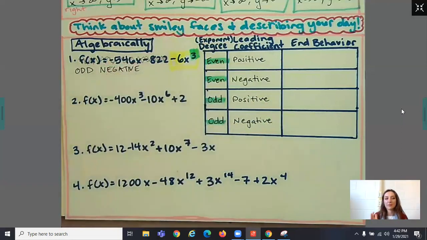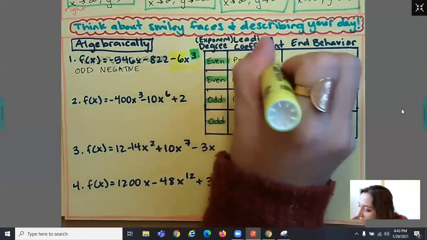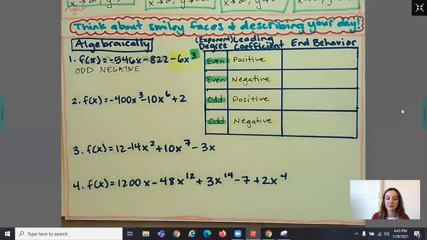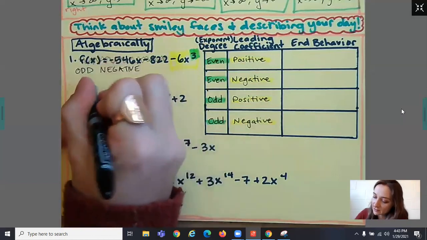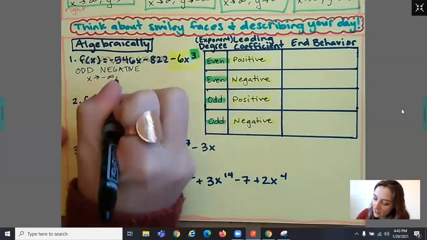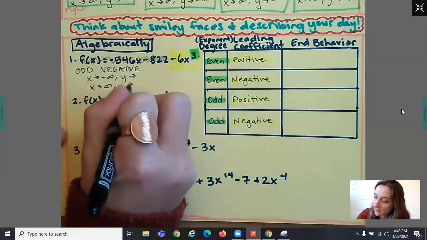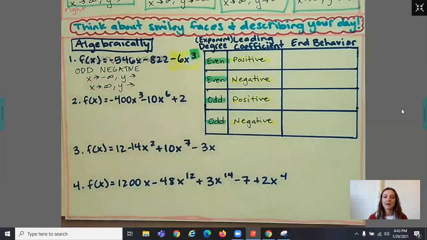Okay, and this is where describing your day really comes in handy. So since it's odd, that means it's not going to be a smiley face or a frowny face. Instead, it's going to be describing your day. So let's start out with what we know. We're just going to be filling in the blanks. As x goes to negative infinity, y goes to something. As x goes to positive infinity, y goes to something. But this is an odd negative, so that means that they're not going to be the same. They're not going to be even, okay?